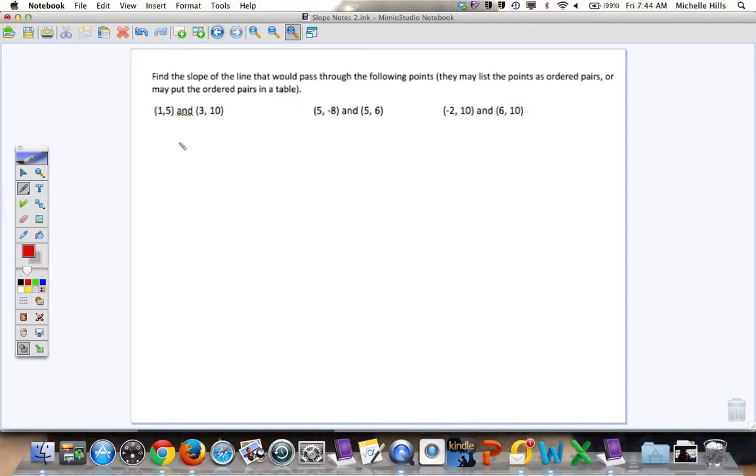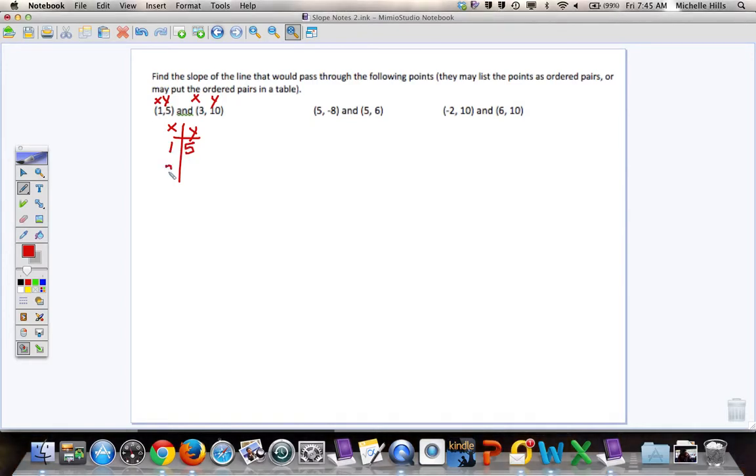In a table, and these aren't in a table yet, but I would probably put them in a table. X as an ordered pair goes first, so x before y in an ordered pair. When x is 1, y is 5. Put these in the right place. When x is 3, y is 10. When I go from 1 to 3, I'm moving up 2. When I go from 5 to 10, I'm moving up 5.